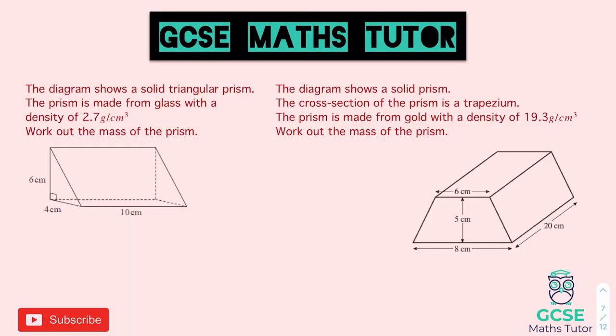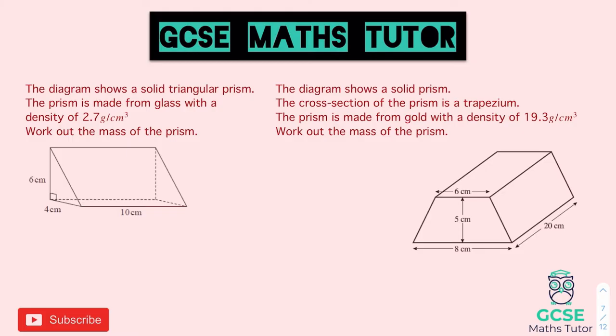Okay, so there's two questions here. On the left, you have a triangular prism, very similar to our example. And on the right, you have a trapezium as the cross section there. So you've got a prism made with a trapezium as its cross section. So pause the video, have a go at both of these, and we'll go over the answers in just a second.